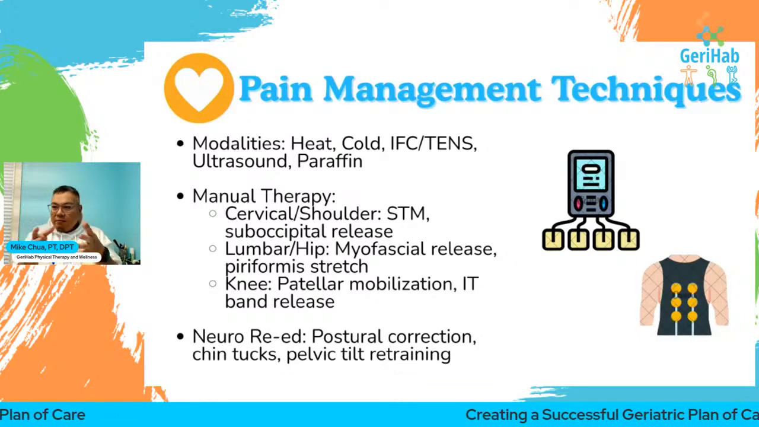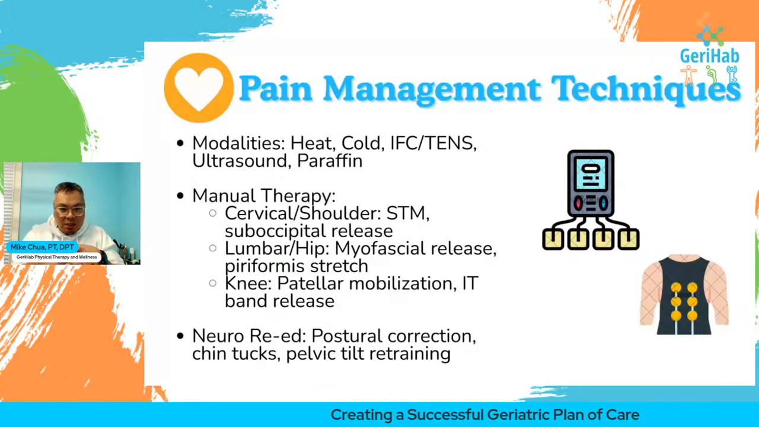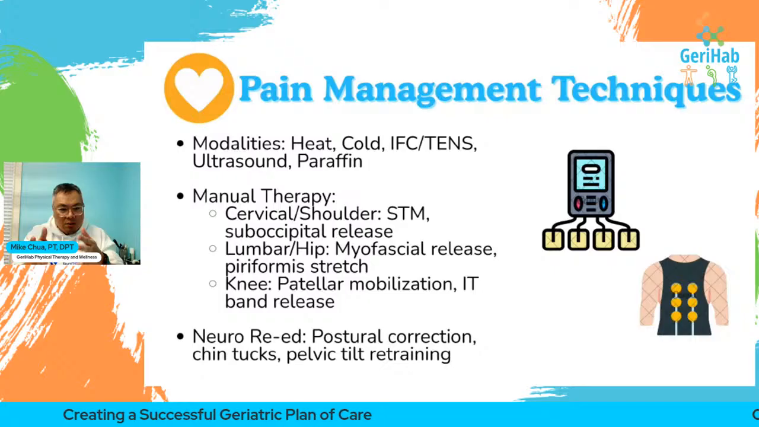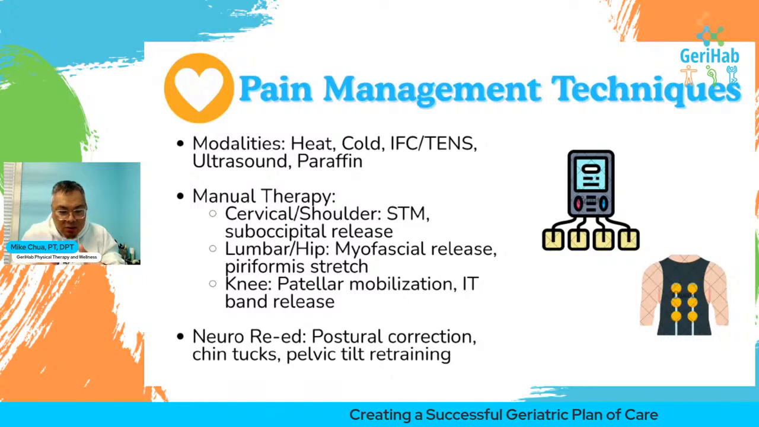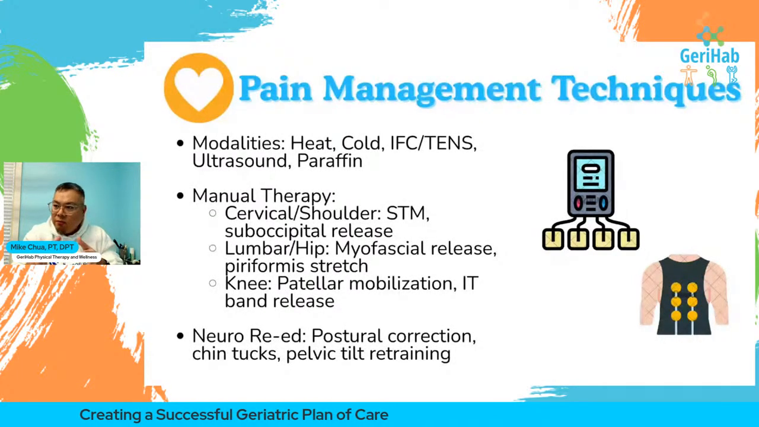Next is IFC, interferential current, or TENS machine. You can put that on the neck and the shoulder while you put the heat. Then you do other stuff like manual therapy on the hand, contract relax on the hamstring, PNF on the low back, and so on and so forth.